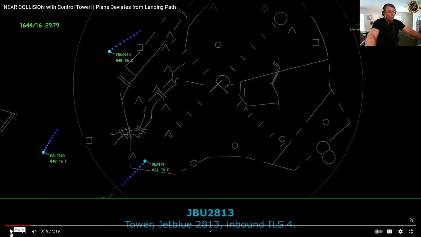This is Southwest 147 on their first of two attempts to land on runway 04.